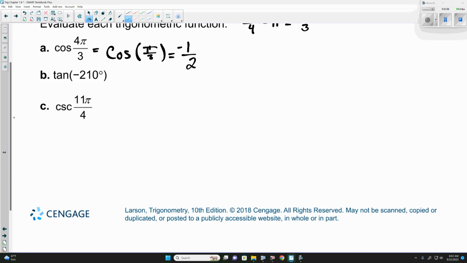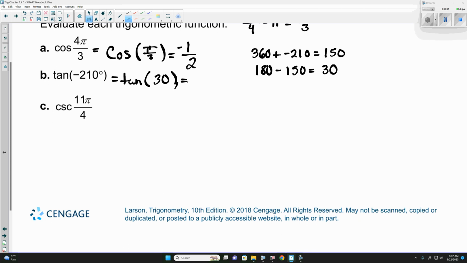Tangent of negative 210 degrees. Now we can get it back between 0 and 360 if we want. And to do that, we're going to take 360 and add it to negative 210, which will give us the coterminal angle of 150 degrees. But to find the reference angle, well, it is greater than 90 but less than 180. So we're going to subtract it from 180 and find out it is 30 degrees.